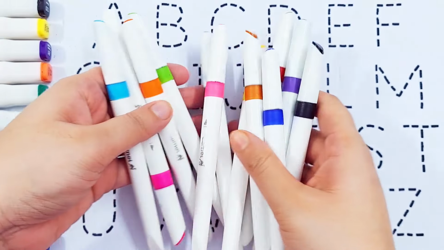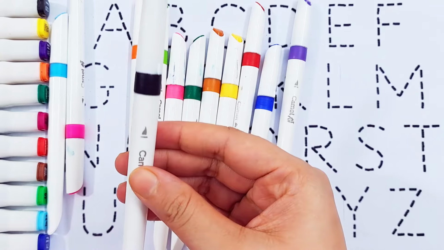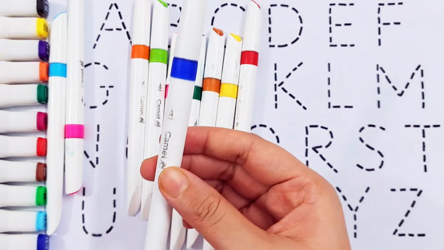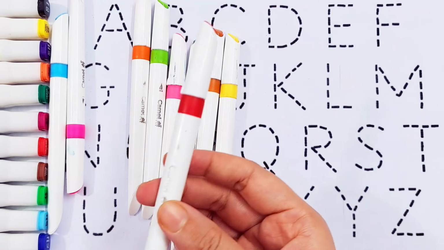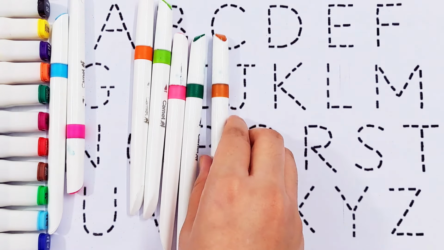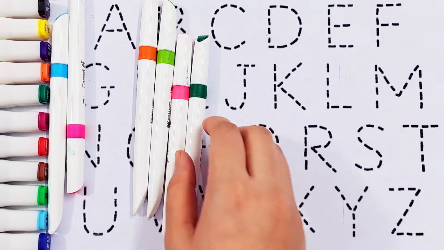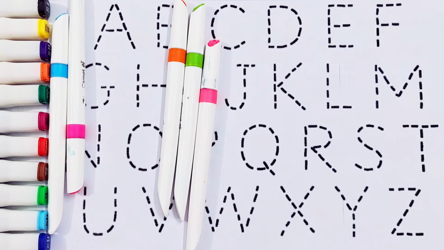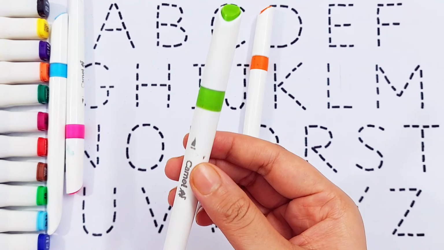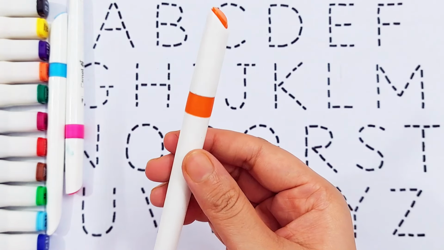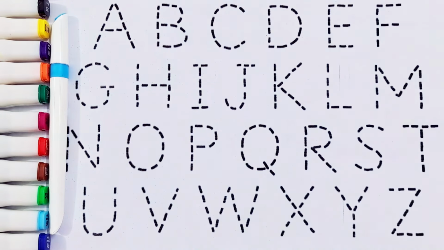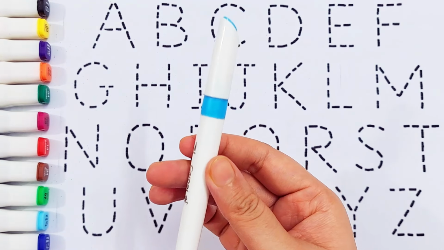Let's learn some colors name. Black color, violet color, dark blue color, red color, yellow color, brown color, dark green color, pink color, light green color, orange color, purple color, sky blue color.